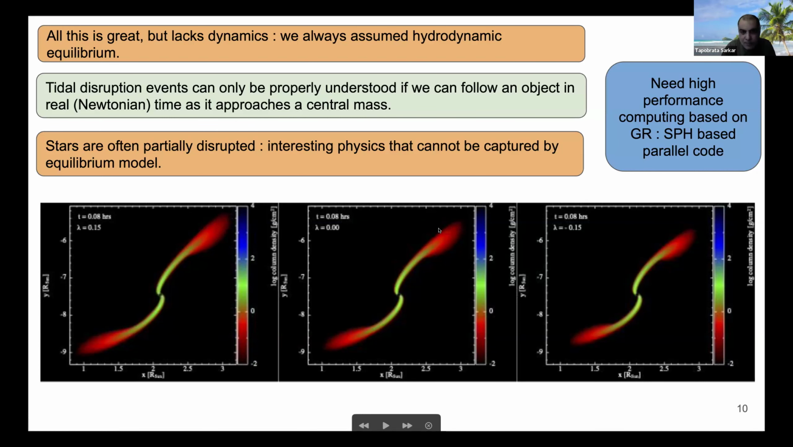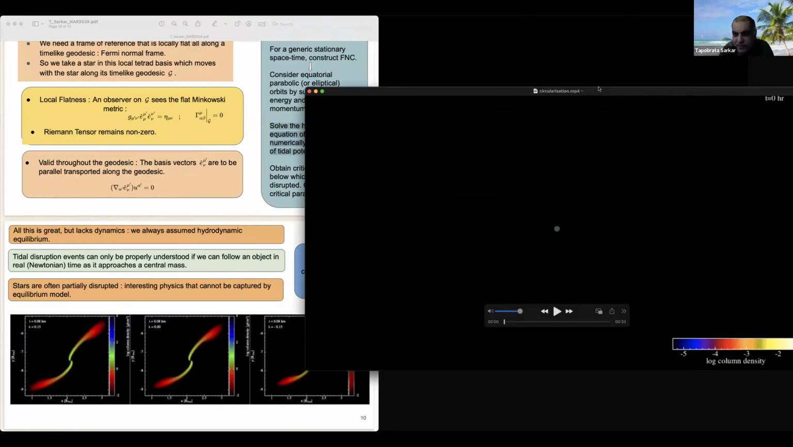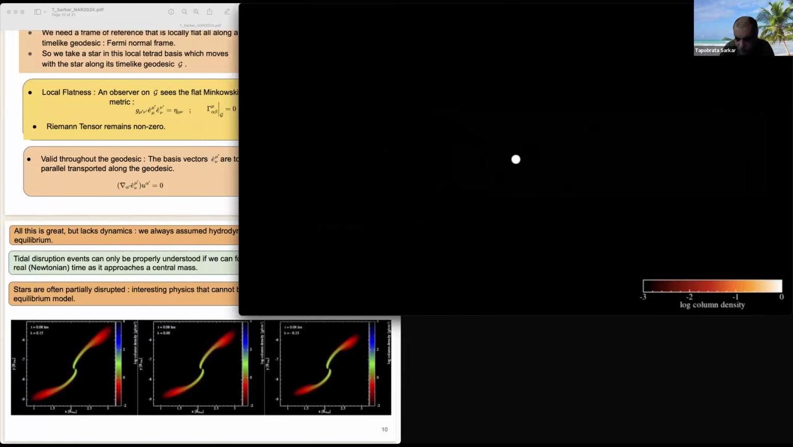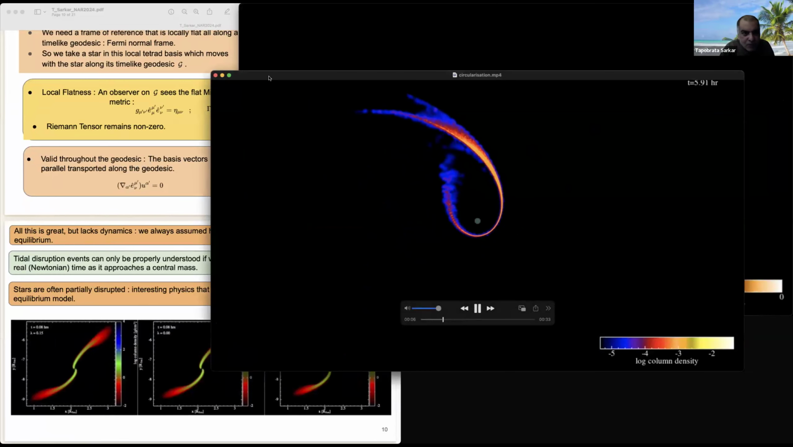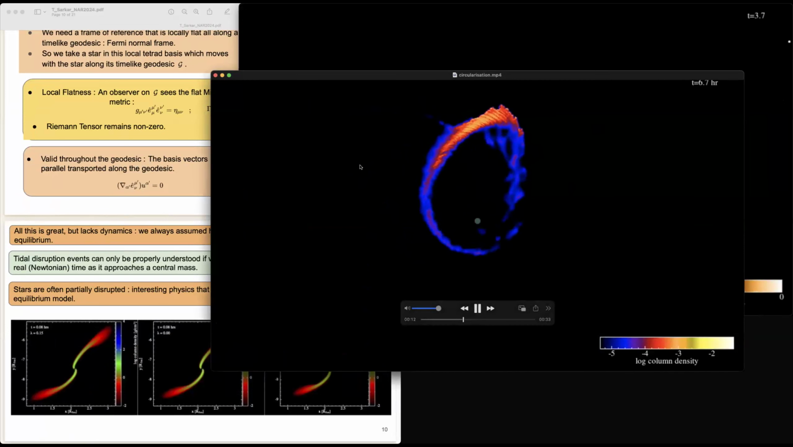At this point, let me just show you a couple of videos. I hope you can see my screen. This is an effect of circularization. Can you see my screen, Srijit? Is the screen visible? Yeah, it's visible.